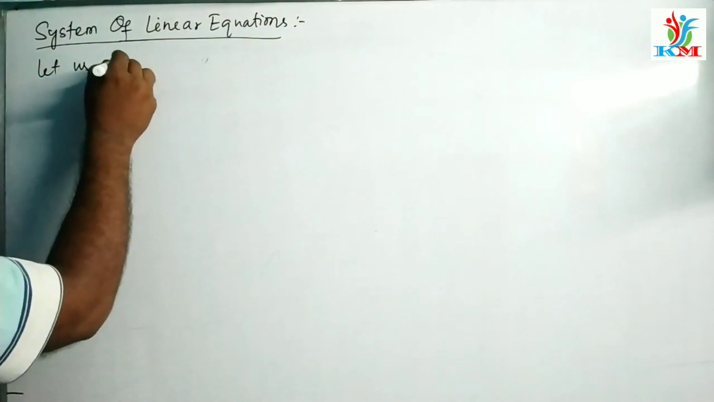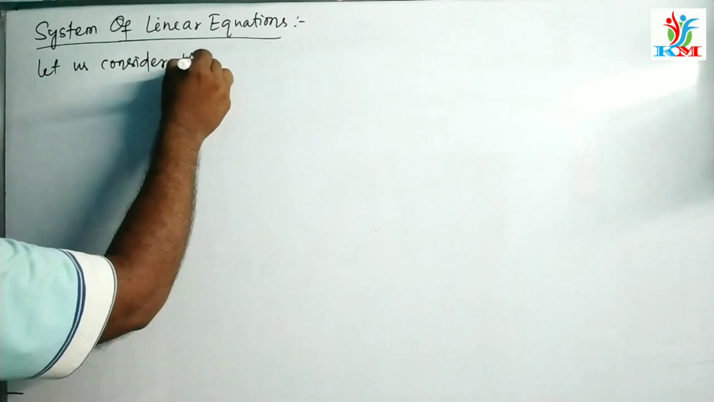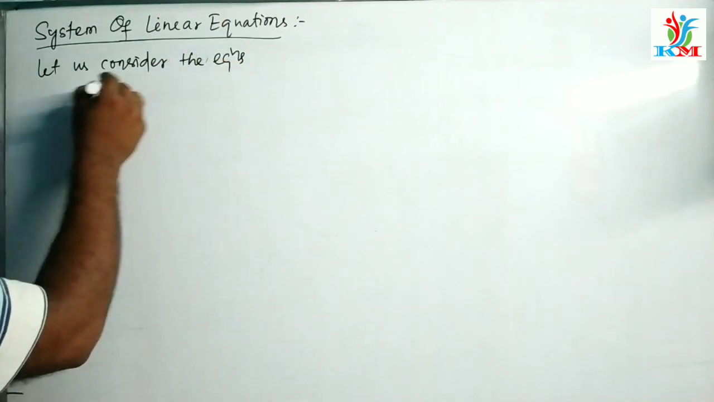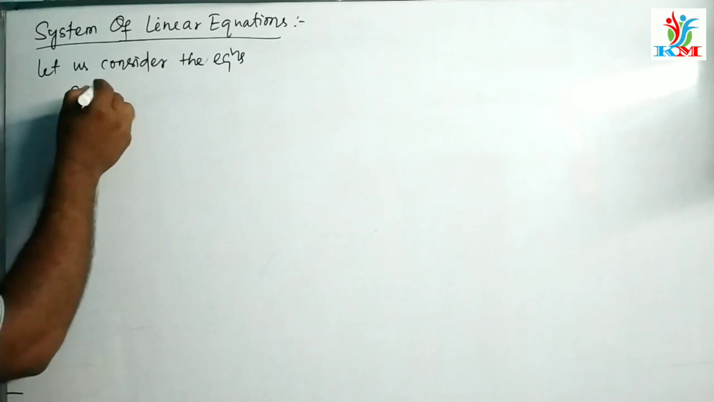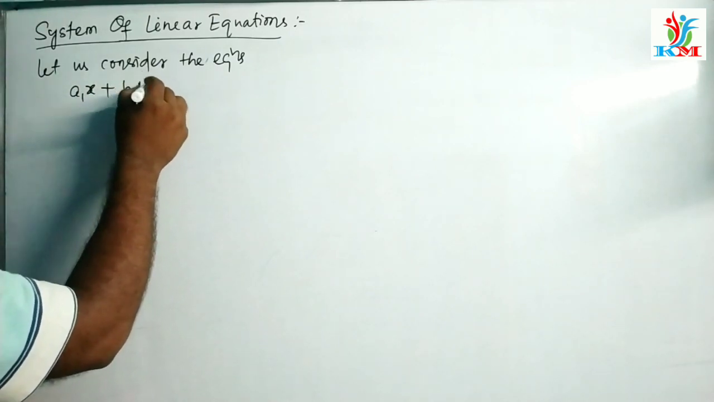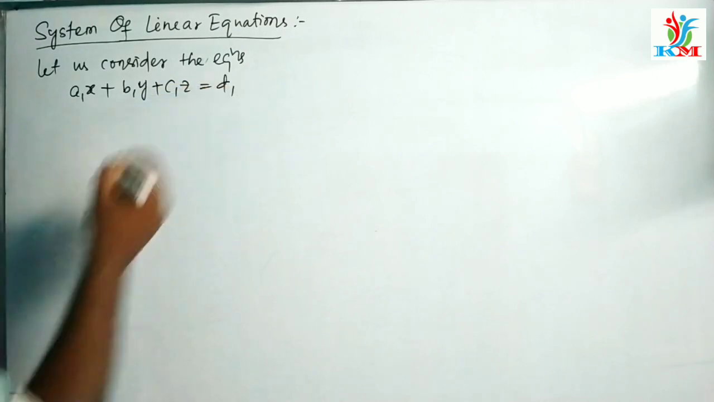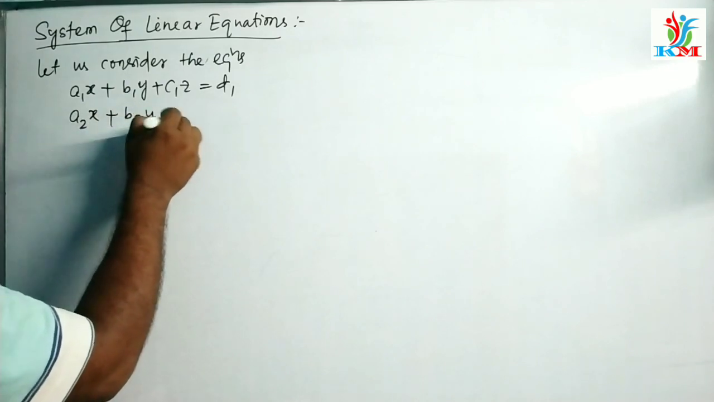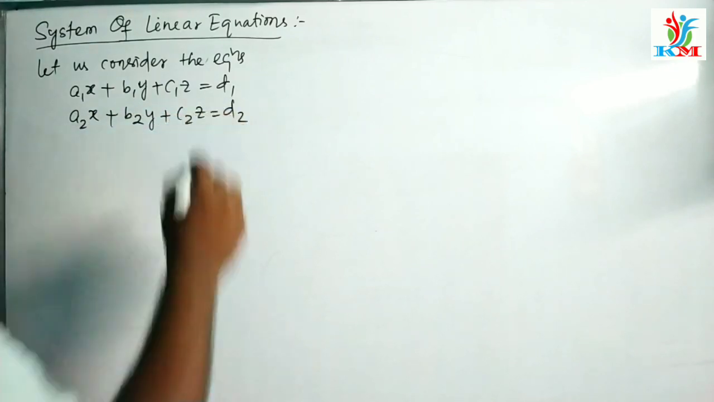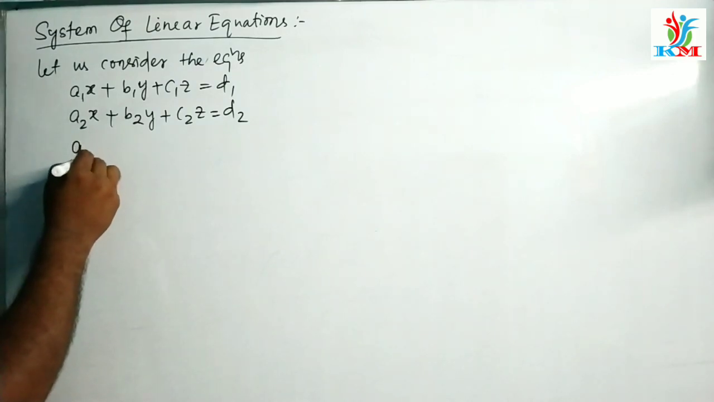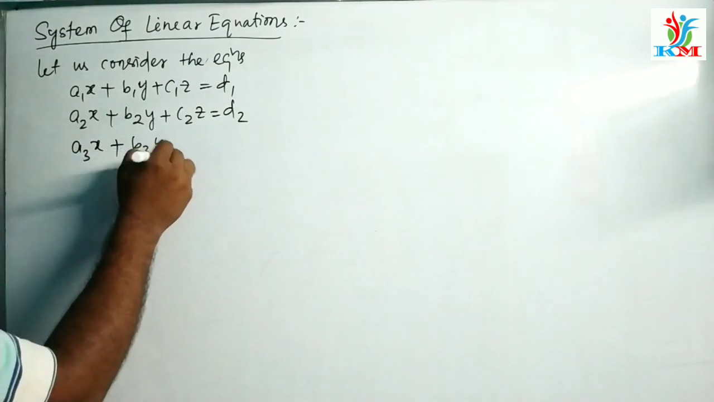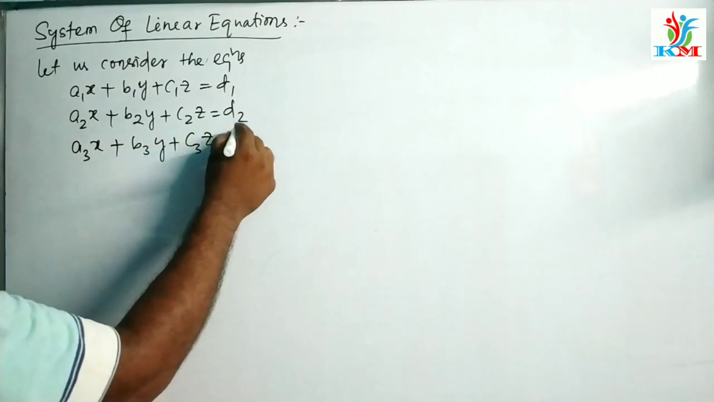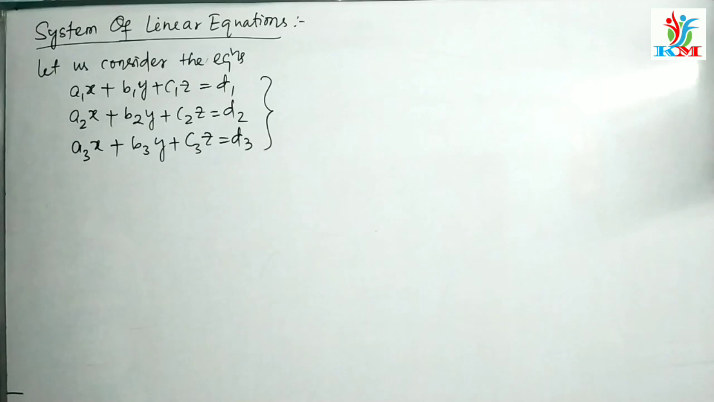Let us consider the equations a1x plus b1y plus c1z is equal to d1, and the second equation is a2x plus b2y plus c2z is equal to d2, and the third one is a3x plus b3y plus c3z equal to d3. There are three linear equations having three variables x, y and z.